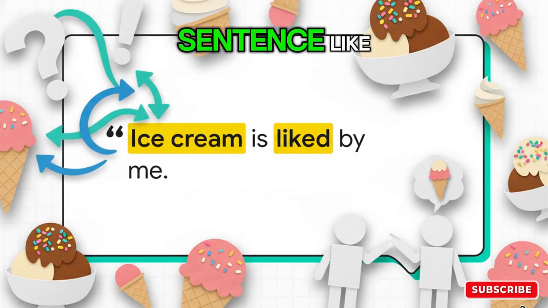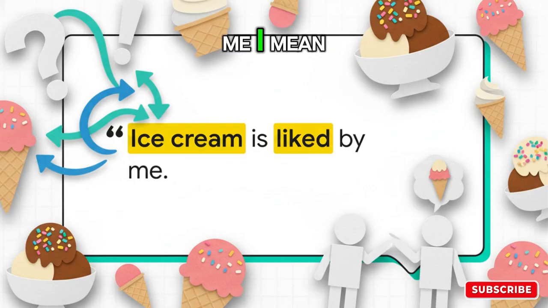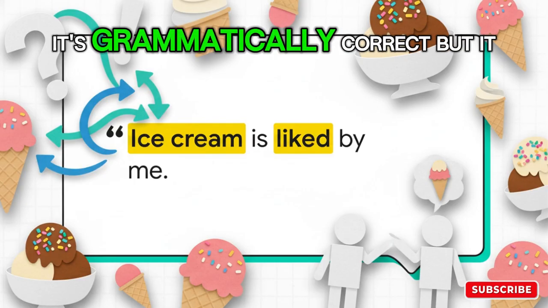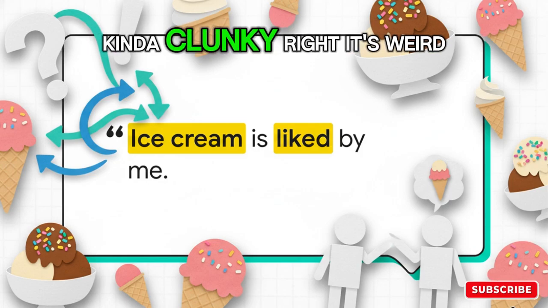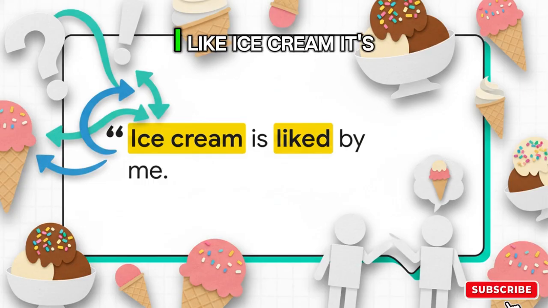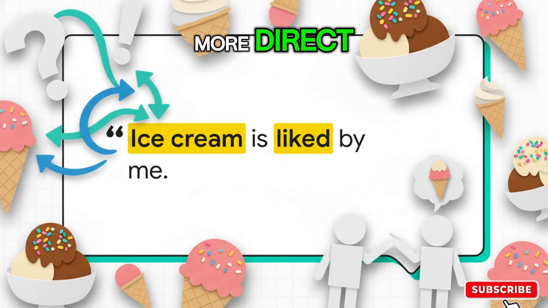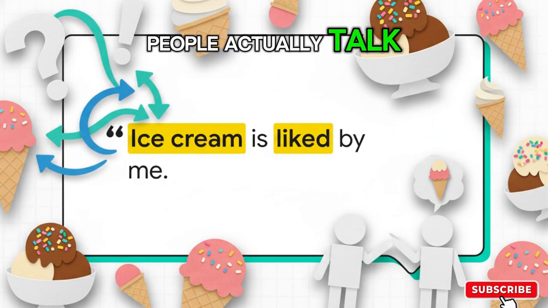So why does everyone tell you to avoid this? Well, just listen to a sentence like, ice cream is liked by me. I mean, it's grammatically correct, but it just sounds kind of clunky, right? It's weird. This is exactly why we're told to just say, I like ice cream. It's more direct, it's clearer, and it's how people actually talk.